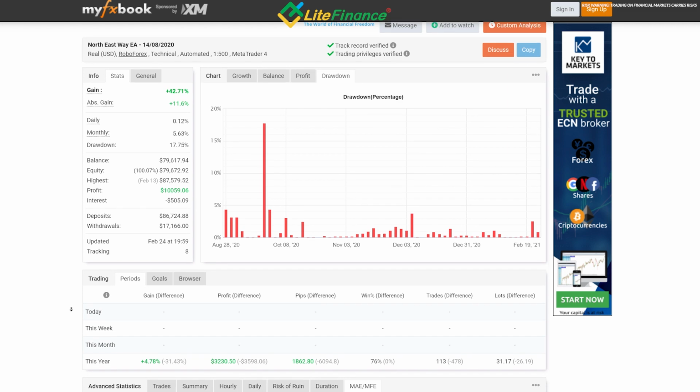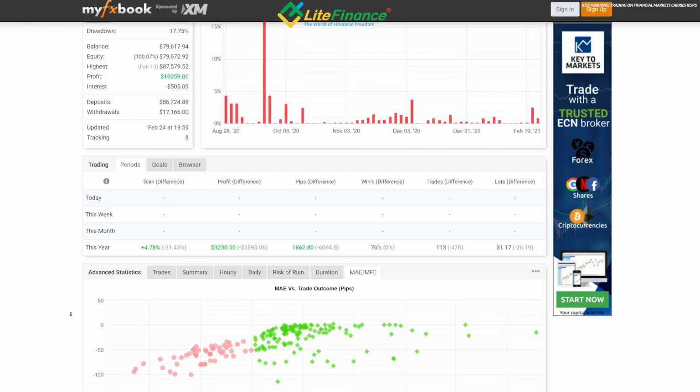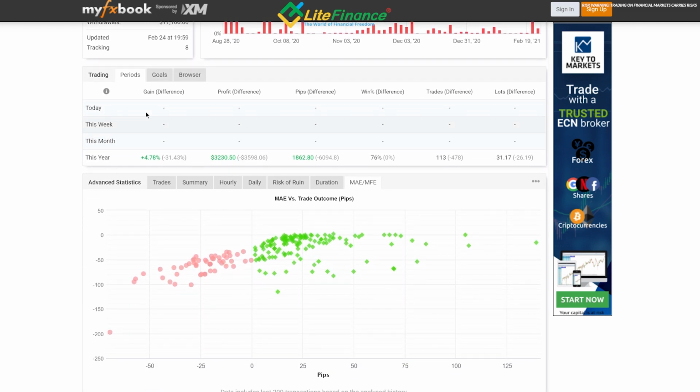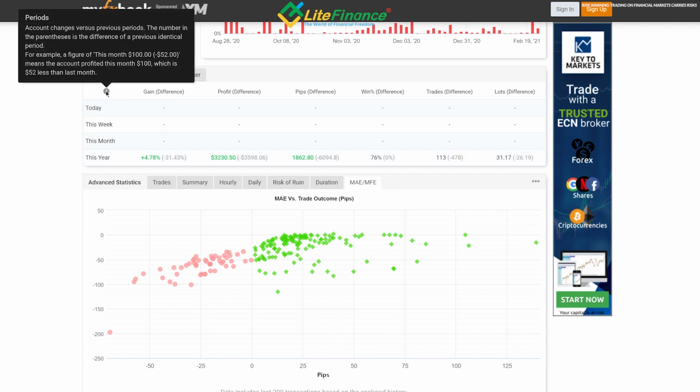So now let's move on to the trading tab. We have the periods tab and the information about this year's performance, and some information about the percentage in the brackets. Basically it means that the green one, the first one, is the current year performance, and the number in the brackets is the difference between this and last year's performance.